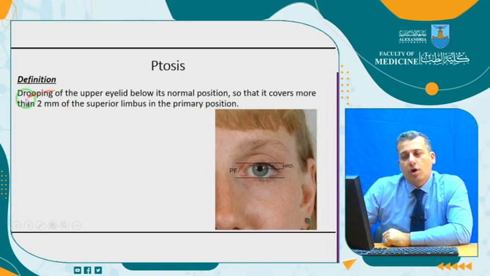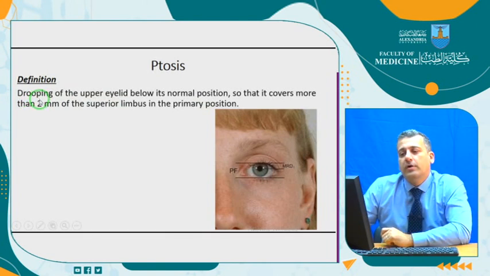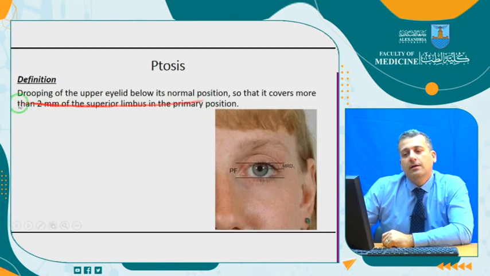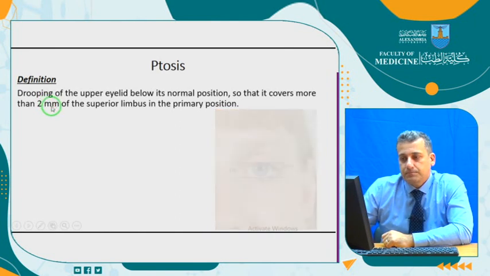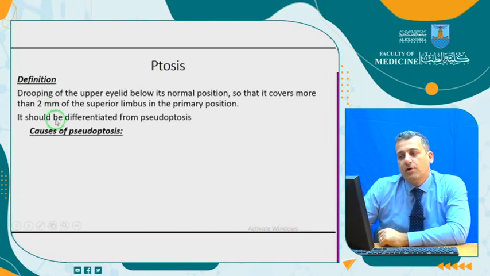So if there is dropping of the upper eyelid, it's called drooping, not dropping. Drooping means sagging down. Okay, drooping of the upper eyelid below its normal position, which is about 2 millimeters of the upper part of the cornea. This is called ptosis. It should be differentiated from pseudotosis.